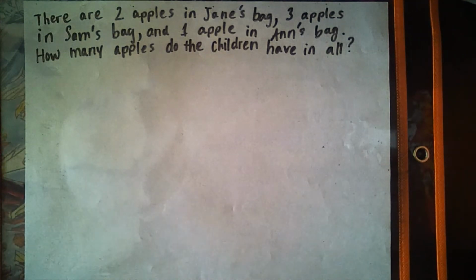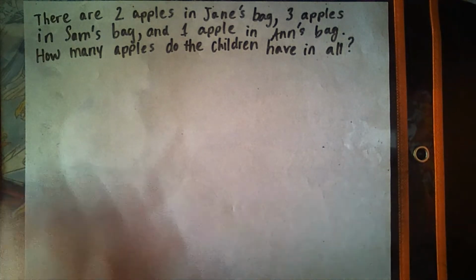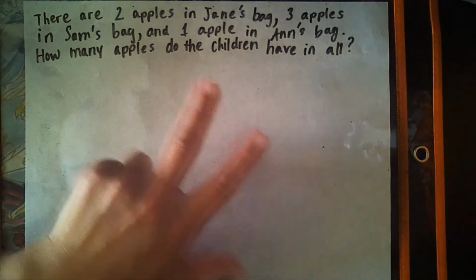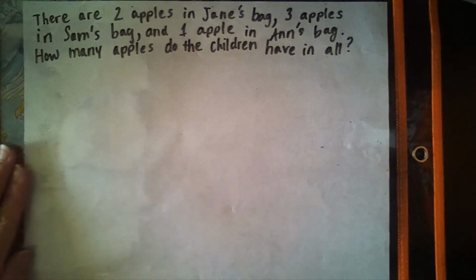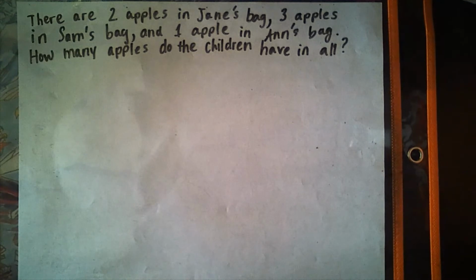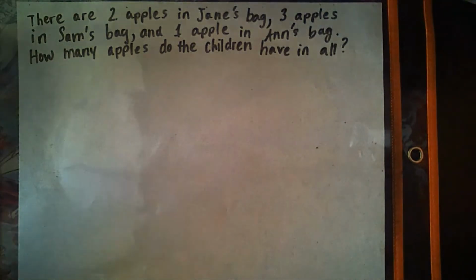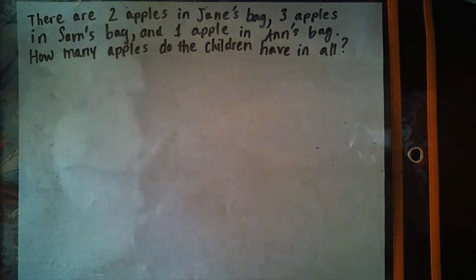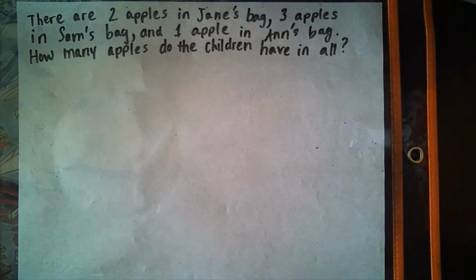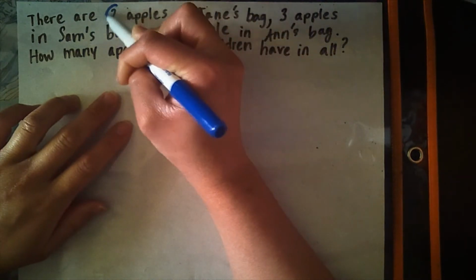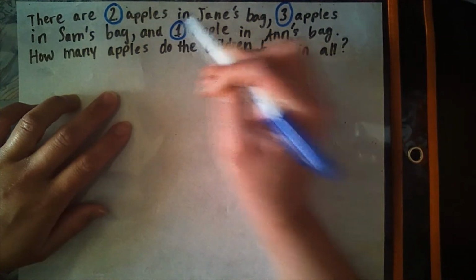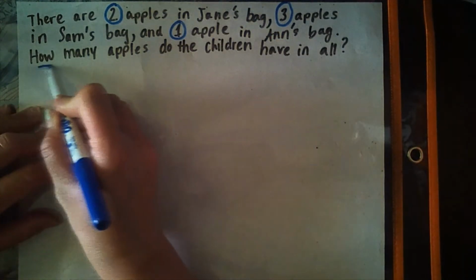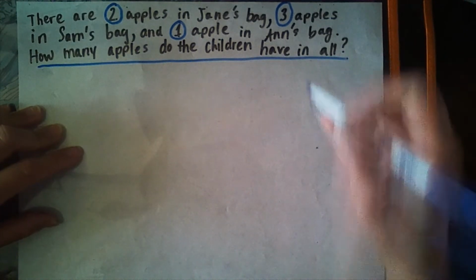My friends, as great mathematicians, we always have to go back and reread the problem, circle important numbers, and underline the question so we know exactly what it is that we are solving for. Let's go ahead and do that. There are 2 apples in Jane's bag, 3 apples in Sam's bag, and 1 apple in Anne's bag. How many apples do the children have in all? I see 3 important numbers. I see 2 apples, I see 3 apples, and then I see 1 apple. My question reads, how many apples do the children have in all?